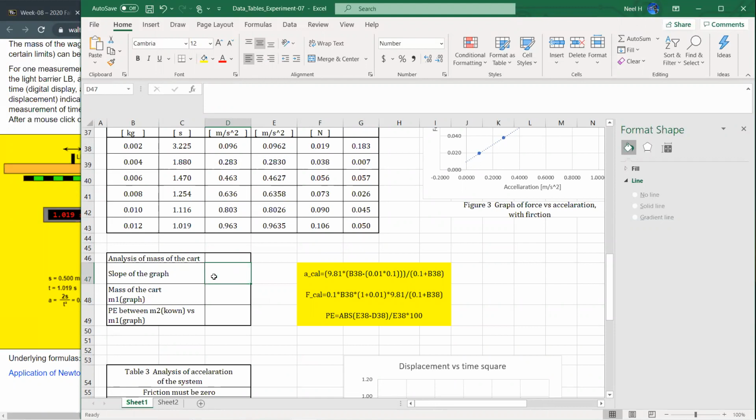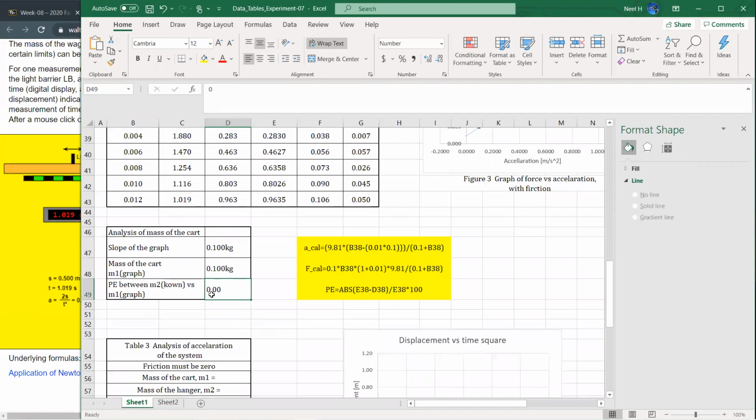Analysis from the slope of the graph: 0.100, and we know the mass is exactly the same, 0.100 kilogram, and the percentage error is going to be 0 because of that, right? 0.100 kilogram from the slope. We don't even need to do that calculation. It's a perfect number.